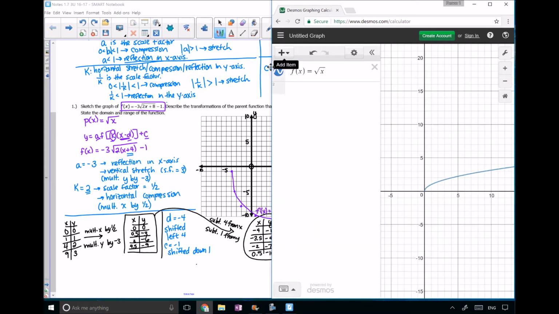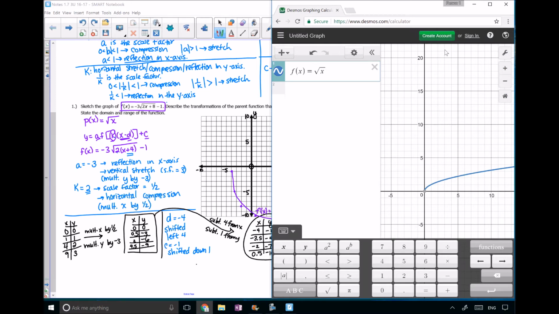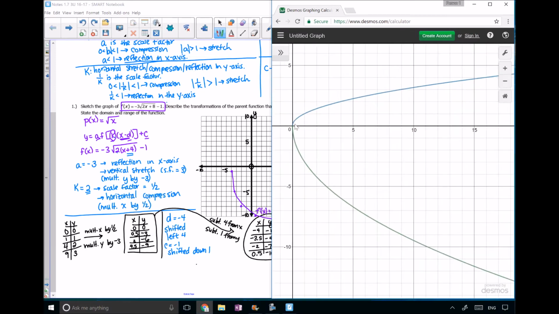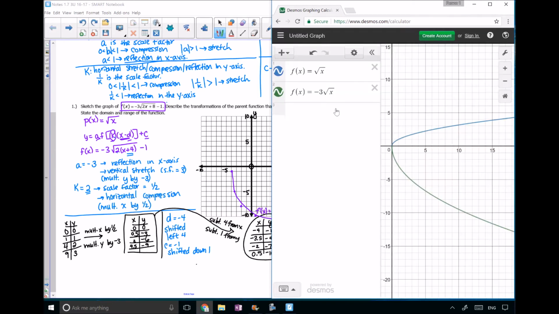Now, the next thing that we identified was that a was -3, which means that it's going to reflect in the x-axis and it's going to stretch vertically by a scale factor of 3. I want you guys to notice how right here we end up getting -3 times the square root of x. And by looking at my graph right here, you can tell that it reflected over the x-axis and that it also stretched. It's going up at a faster rate, or here I guess we should say it's going down at a faster rate. So that right there is going to be my reflection and my vertical stretch. Okay, so that's the green one.